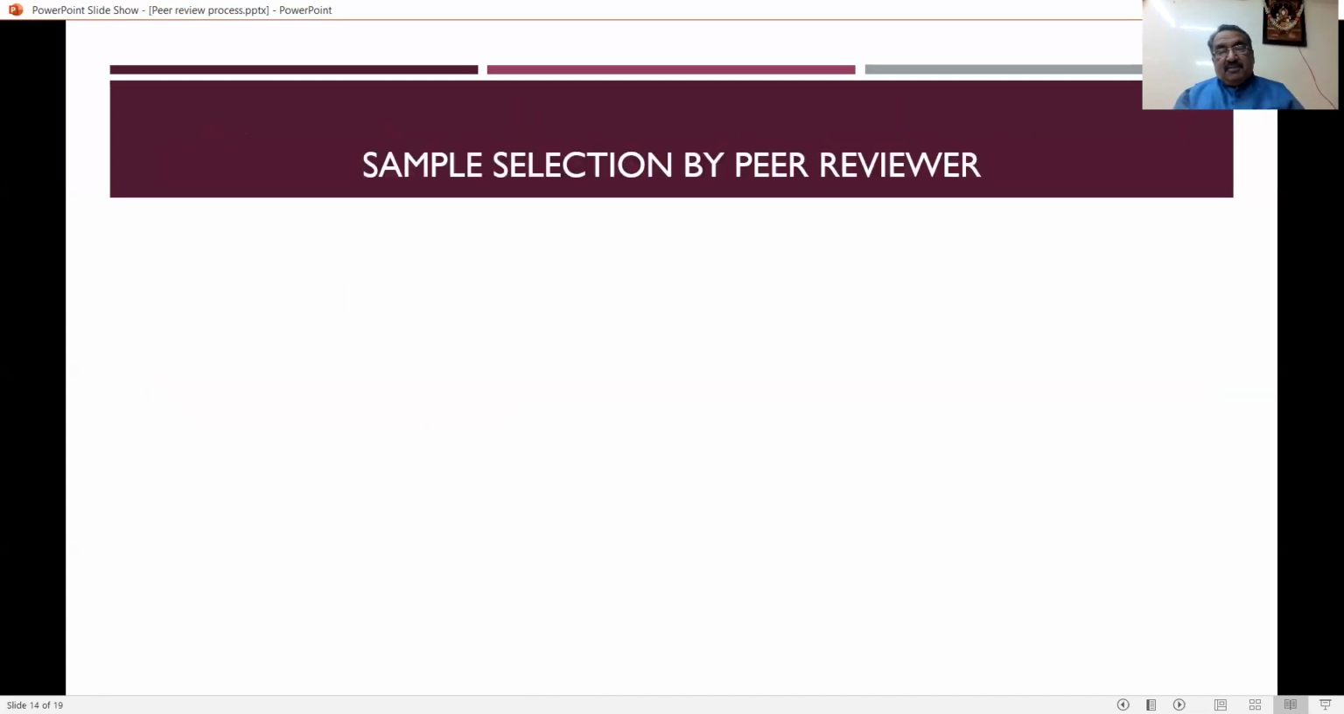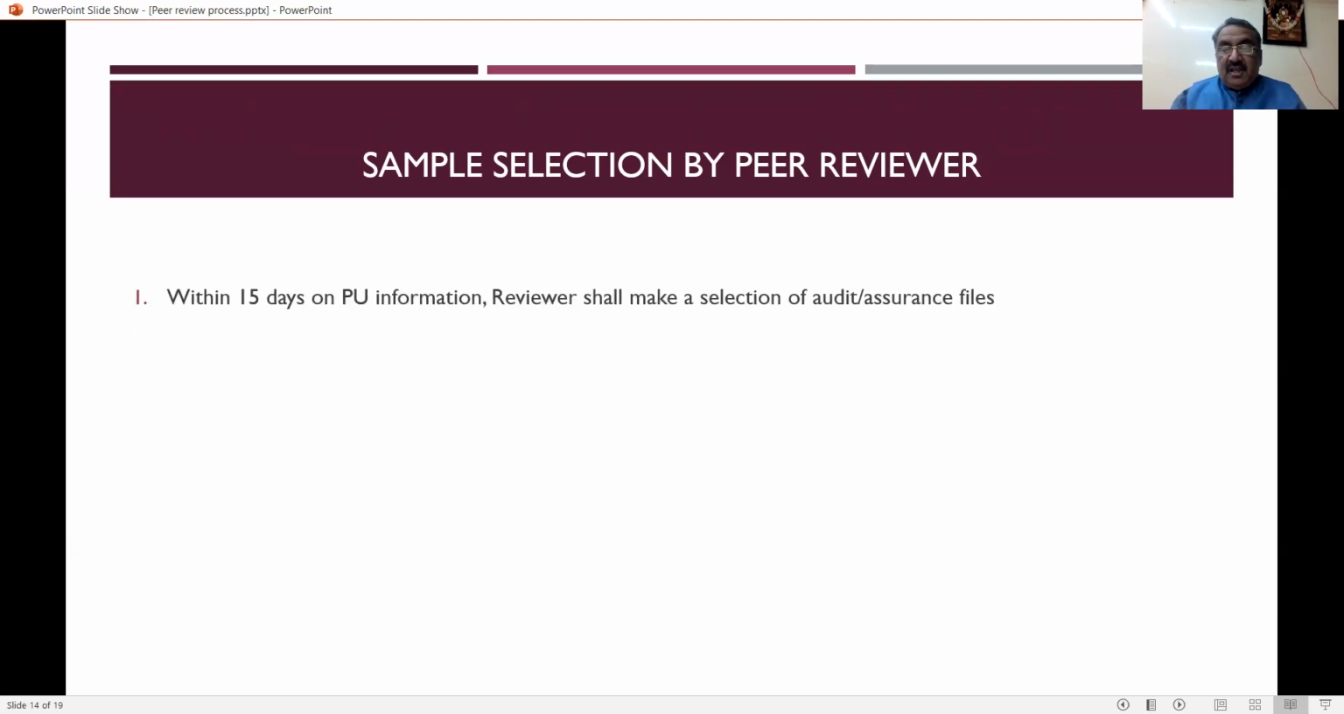And what is a sample? Sometimes the peer reviewer cannot go and do the work directly. They will pick some sample, so that it covers the entire total population. So within 15 days of receiving the practice unit information, the reviewer shall make a selection of audit or assurance files. The selection of files is at the sole discretion of the reviewer. Which file he has to select is the sole discretion of the reviewer.